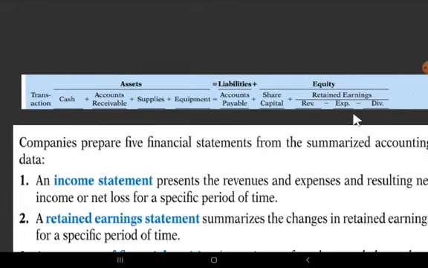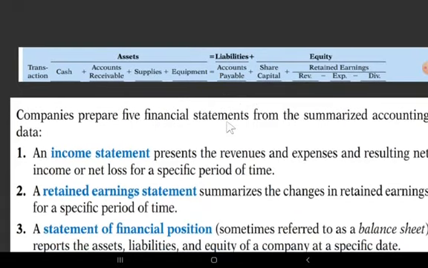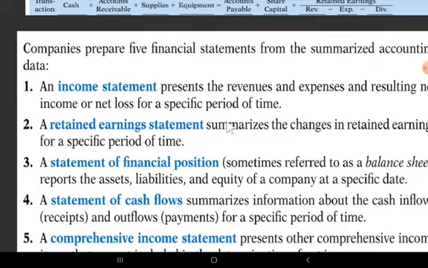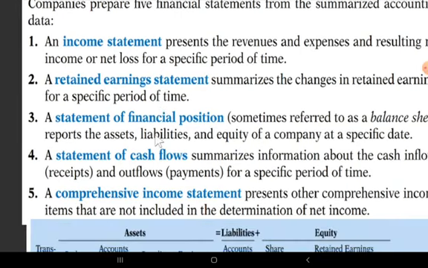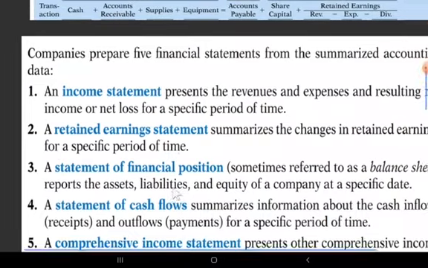Let us see about financial statements. What are financial statements? Financial statements are the summarized financial or accounting transactions that show the economic events of one company or one business. Companies prepare five financial statements: the income statement, retained earnings statement, statement of financial position, statement of cash flows, and comprehensive income statement. Let us see them one by one.